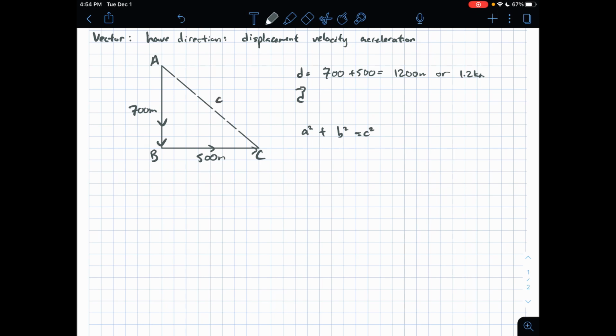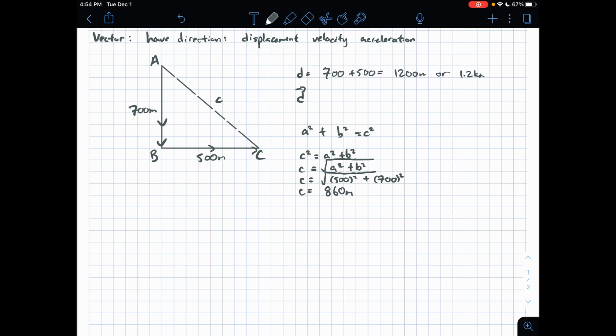So let's solve for c. c squared equals a squared plus b squared, and then we can derive this here. Okay, c equals the square root of your a value, 500 squared, plus your b value, 700 squared. They're interchangeable, so it doesn't really matter. Okay, and your final value should calculate out to around 860 meters. Don't forget your units.